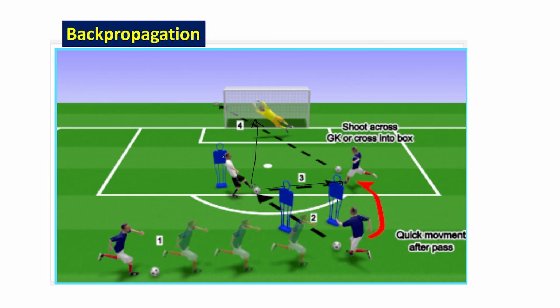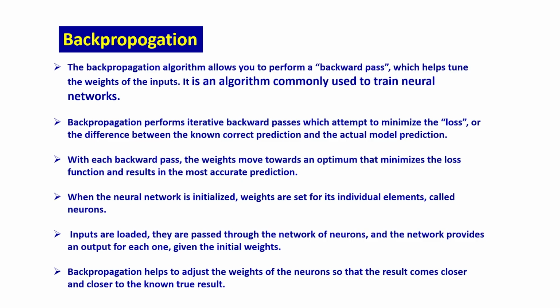Why? Because this fellow has recalculated that if he hits the ball, the goalkeeper may stop it, it will not be a successful goal. So, this thought process can be built in a back propagation network. Hence it is an algorithm widely used to train neural networks. It performs iterative backward passes. Please remember these words, iterative backward passes, which attempt to minimize the loss or error. Error means the difference between the actual and the calculated or predicted values. So, with each backward pass, weights will move back and forth towards an optimum value that can minimize the loss.